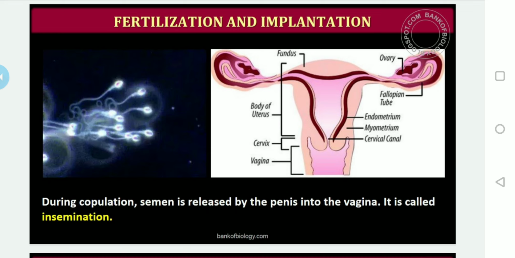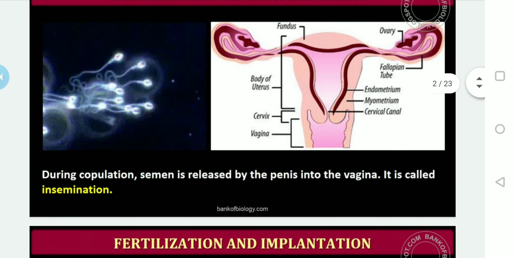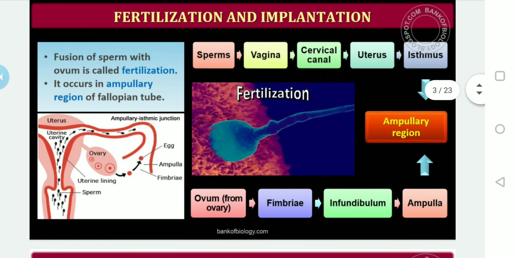Here we can identify the structure of the vagina. You can identify the remaining structures also: the cervix, the body of the uterus, fundus, ovary, fallopian tube, endometrium wall of the uterus, myometrium, and also the cervical canal. After the insemination, what will happen?